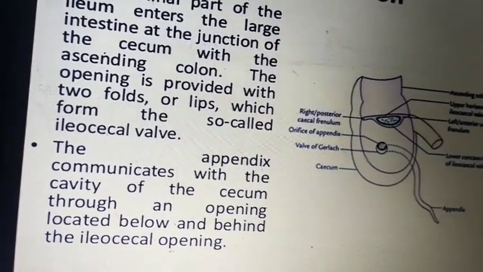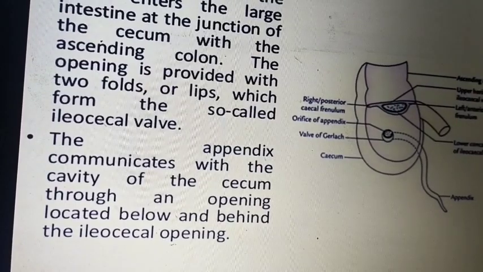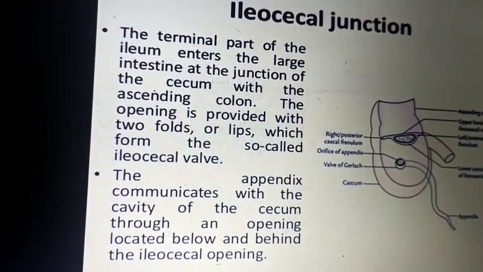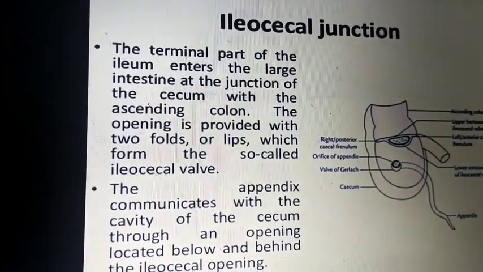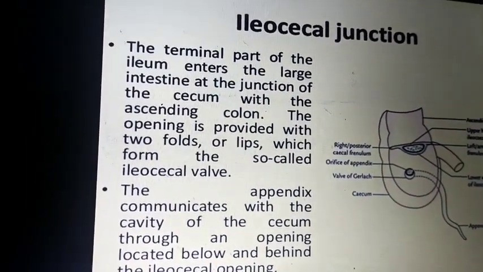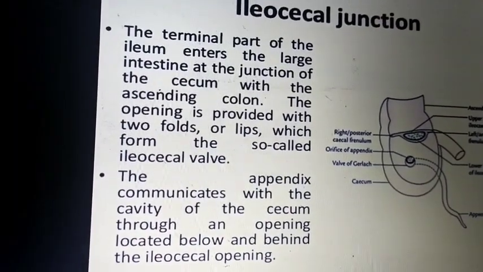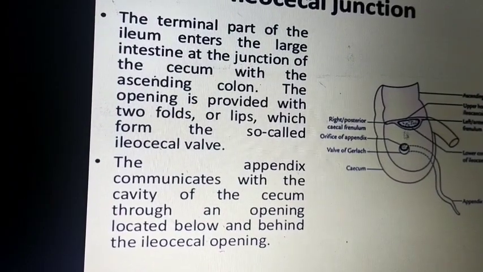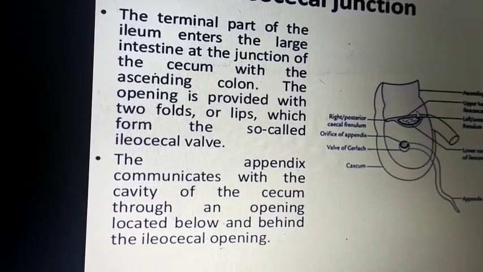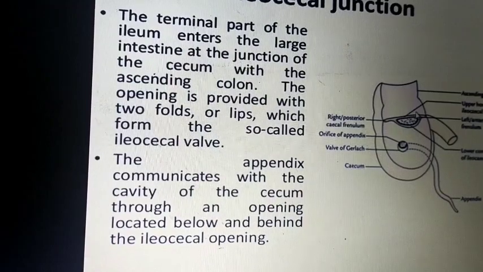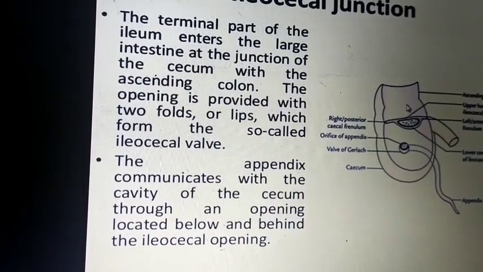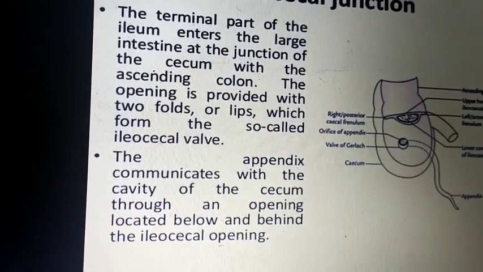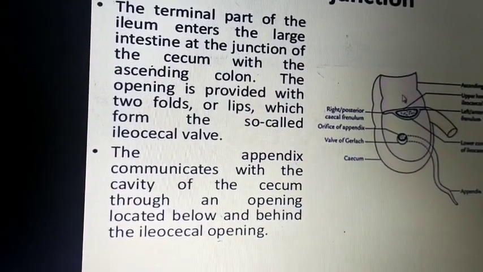The lips function in closing and opening of a valve. The terminal part of the ileum enters the large intestine at the junction of the cecum with the ascending colon. The lower lip connects to the ileocecal valve, and the upper lip is the horizontal lip of the ileocecal valve, also called the ileocolic valve. Here it starts the ileocolic junction.